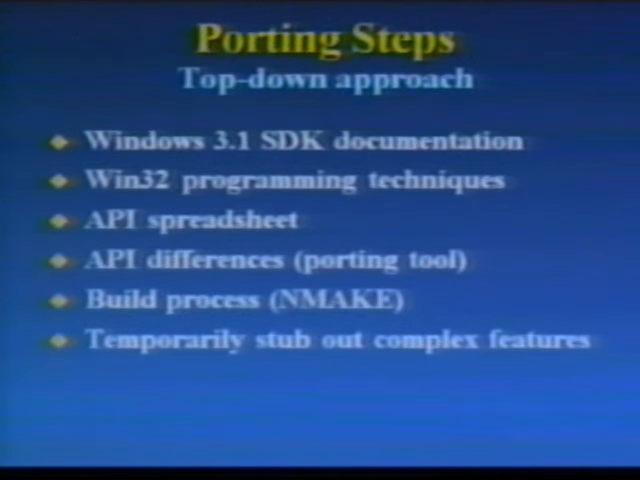The other approach is the top-down approach, which we've actually found to be much more successful. You basically go through the SDK documentation, the programming techniques book that you'll all be receiving, which highlights what APIs or messages to look out for. You'll have the API spreadsheet that you can look at to see which APIs we've had to drop, which are not supported from Windows 3.1 in Win32. You basically go through the obvious API changes.